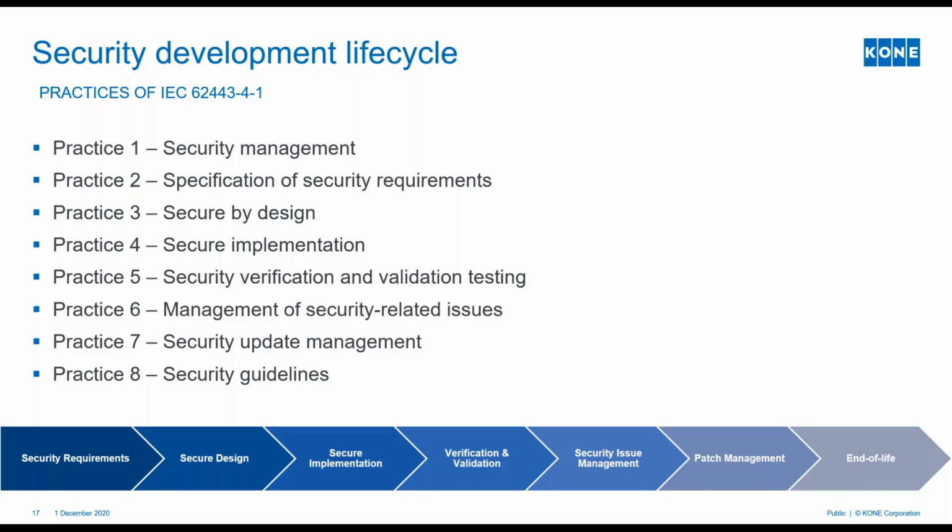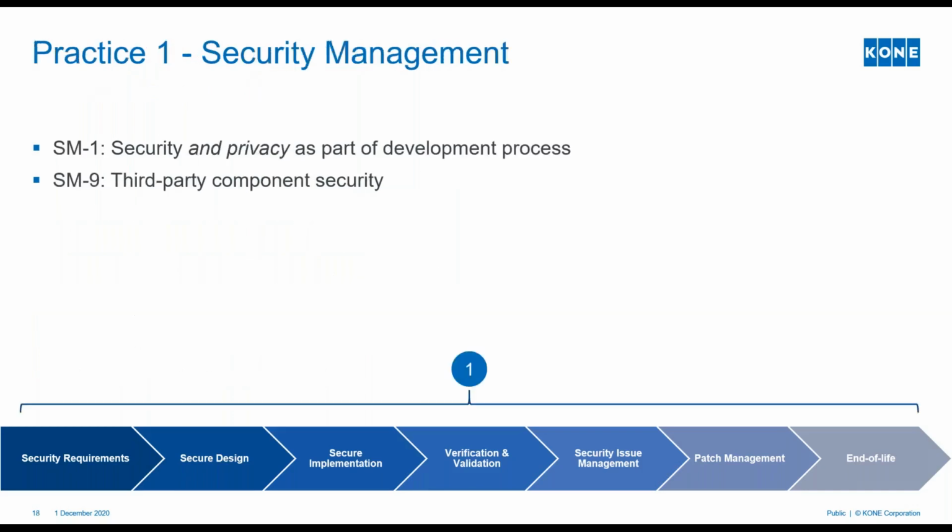The timeline that you see below represents a generic product life cycle, and it is not a one-to-one mapping to these IEC practices, as you will see. Part 4-1 has 8 practices that cover the secure product life cycle, and they start with security management, which is basically covering the whole life cycle. I'm actually adding privacy here because of the end user applications that need to be considered. It is obviously not part of the IEC standard itself.